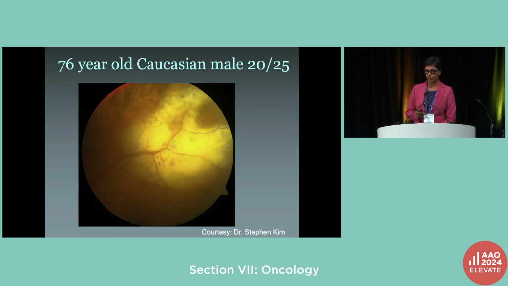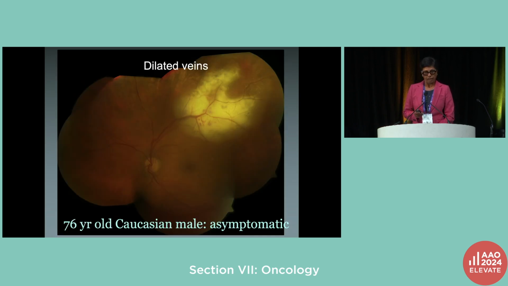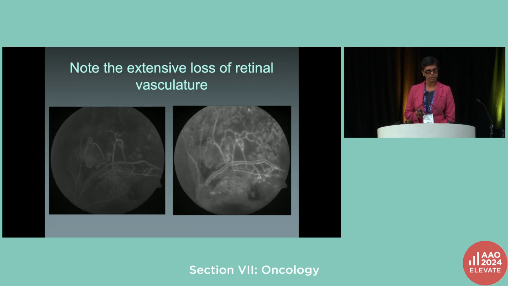This is a 76-year-old gentleman who's asymptomatic, but has this lesion. The important finding is that the veins are dilated, and there are some superficial retinal hemorrhages. So he goes to multiple different institutions and was followed by Steve Kim, my colleague at Vanderbilt. And over time, his lesions get a little bit bigger.